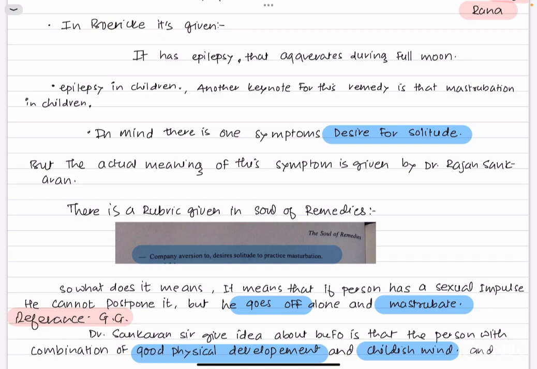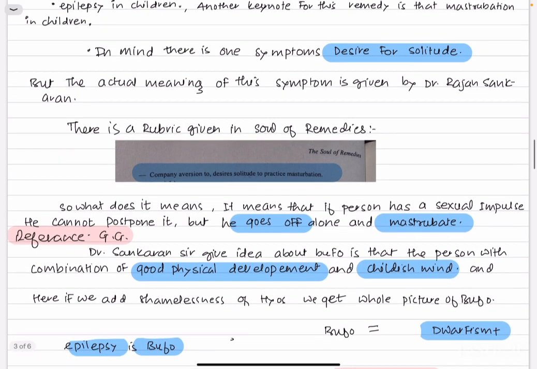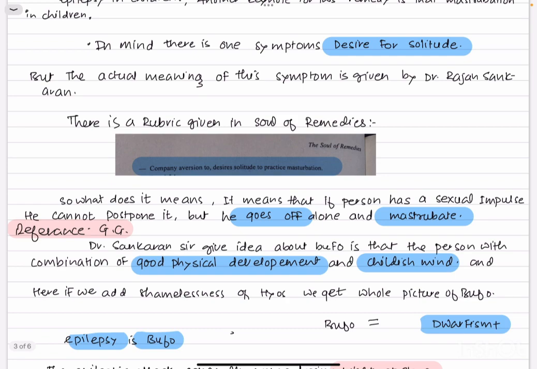The actual meaning of this symptom is given in Rajan Sankaran sir's book: company aversion, desire for solitude to practice masturbation. Here the masturbation is not only related to actual masturbation, but to sexuality of any kind. The person wants solitude.